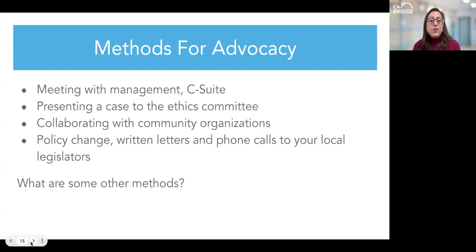And some of the methods are meeting with your management, your C-suite, presenting a case to the ethics committee. How many of you know, if there is an ethical challenge and you do have to advocate, the process to take a case to the ethics committee? Collaborating with community organizations, especially to get the word out about naloxone or fentanyl strips. That's advocating for your community.